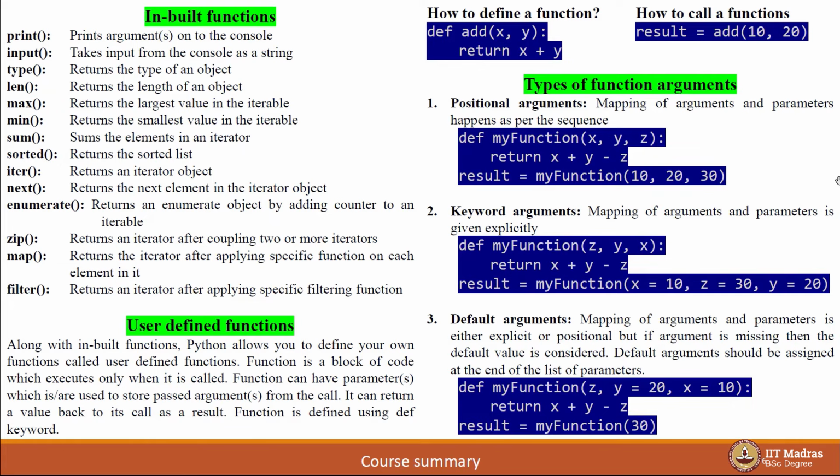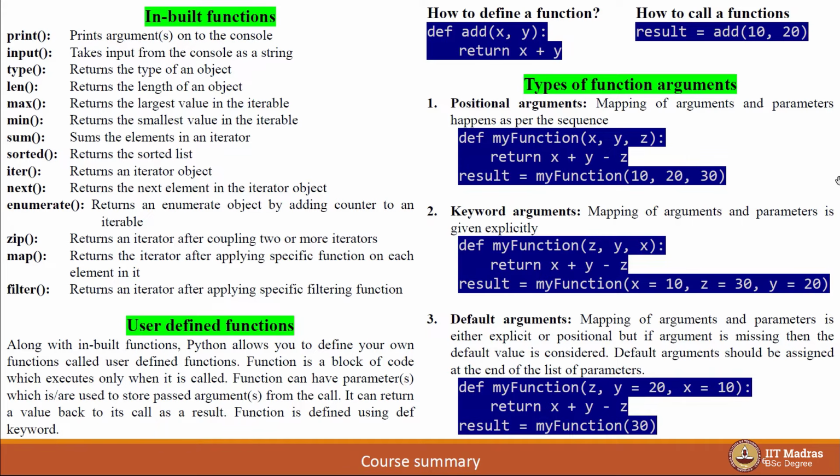As we were talking about some inbuilt functions like range, there are many other inbuilt functions which we should learn along with it. Like print, which allows us to print some value on the console. Input allows us to accept some value as an input from the console. Type is a function which allows us to check the type of a specific object. Len returns the length of an object. Max function gives us the largest value in the iterable. Min function gives us the smallest value in the iterable.